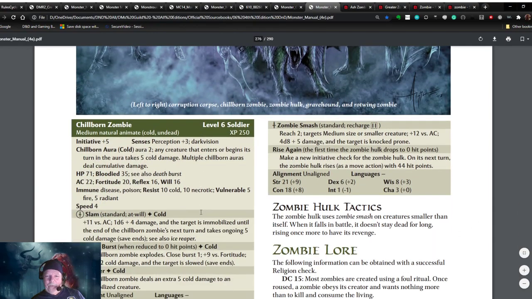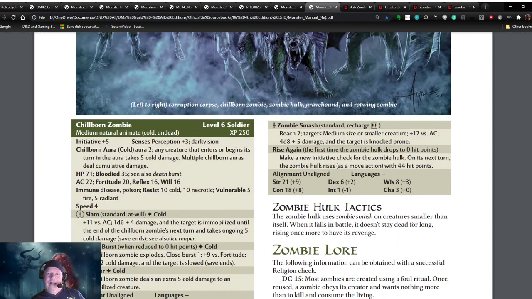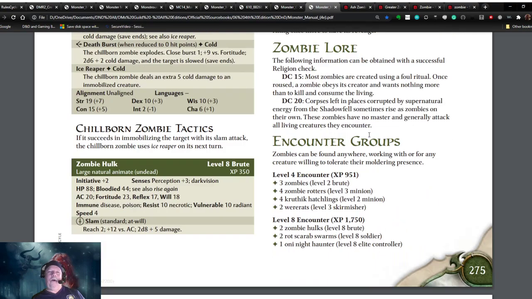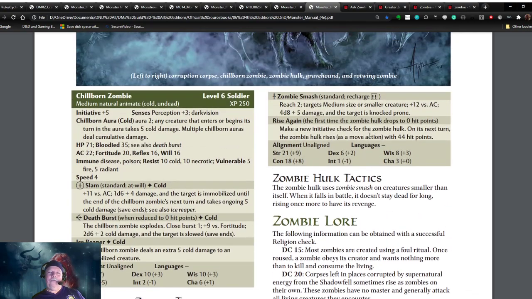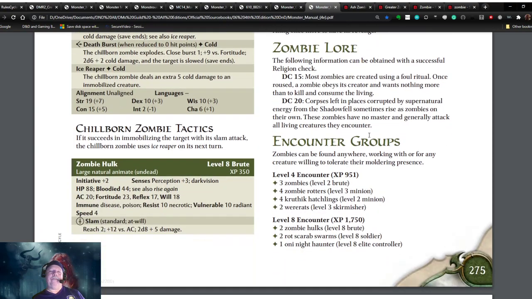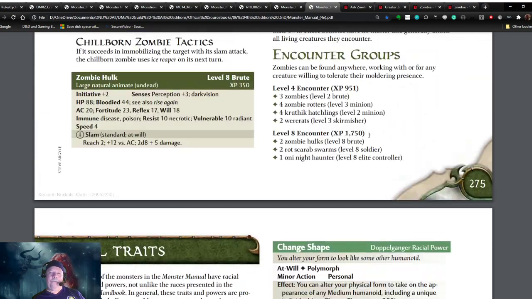And they rise again. So now this is familiar to people, 5th edition zombies. This is kind of where it started. First time the Zombie Hulk drops to 0 hit points, you make a new initiative check. On its next turn, the Zombie Hulk rises as a move action with 44 hit points. So that was a little worse. And that one came back with half of its hit points when it was reduced to 0.